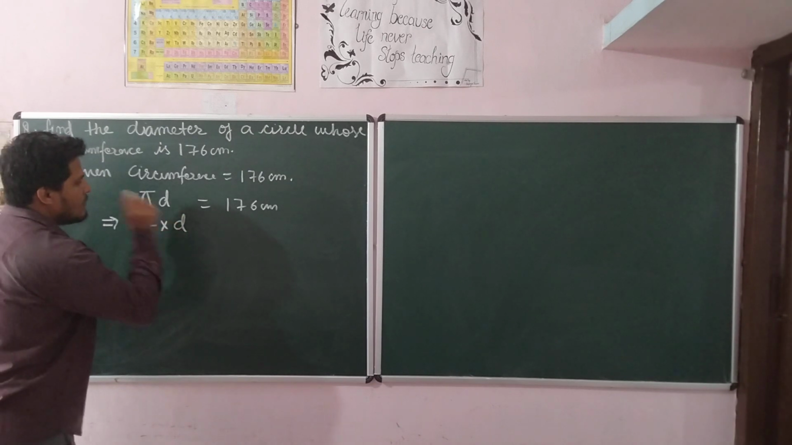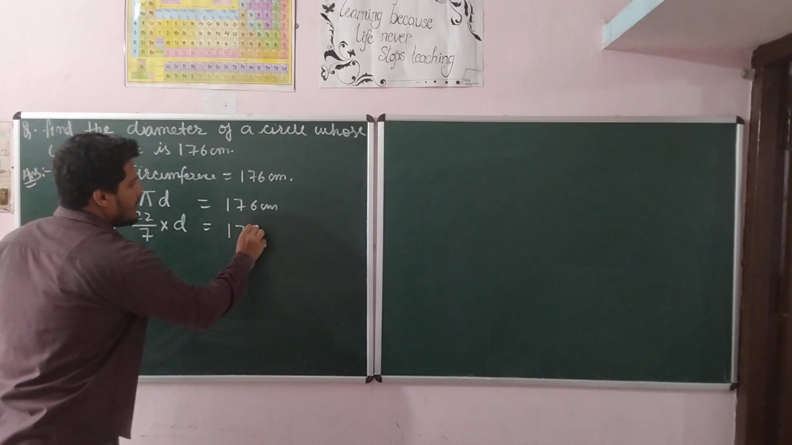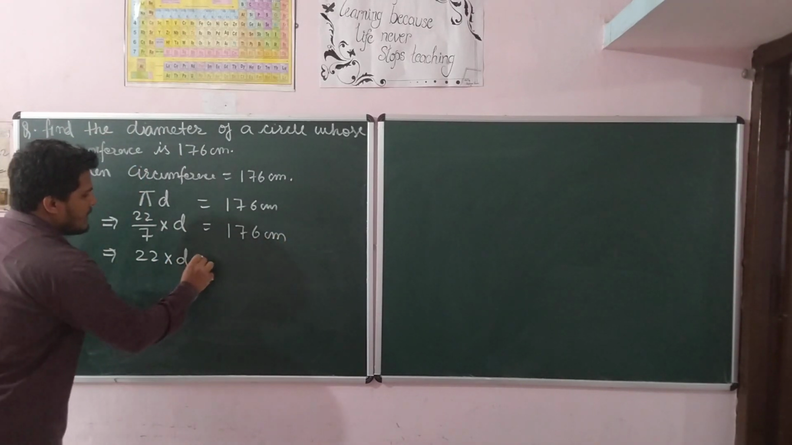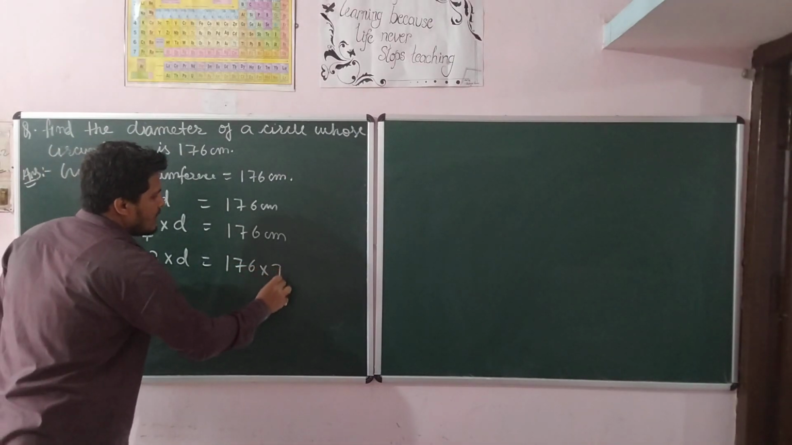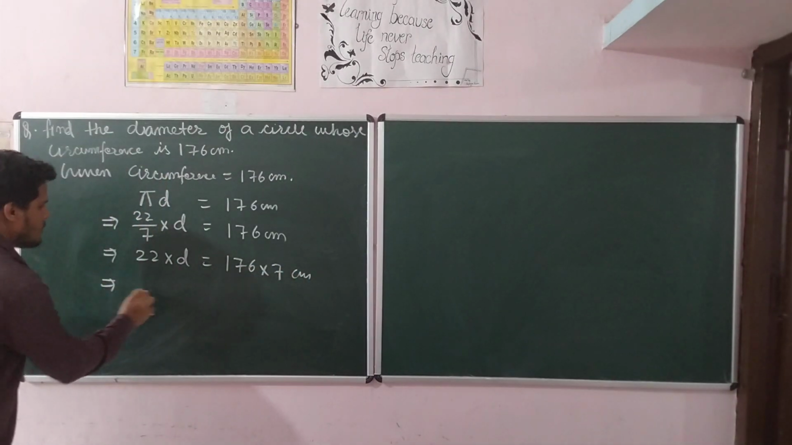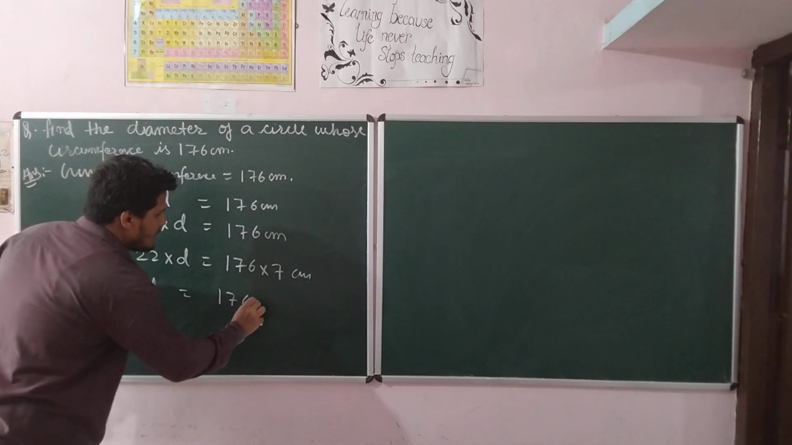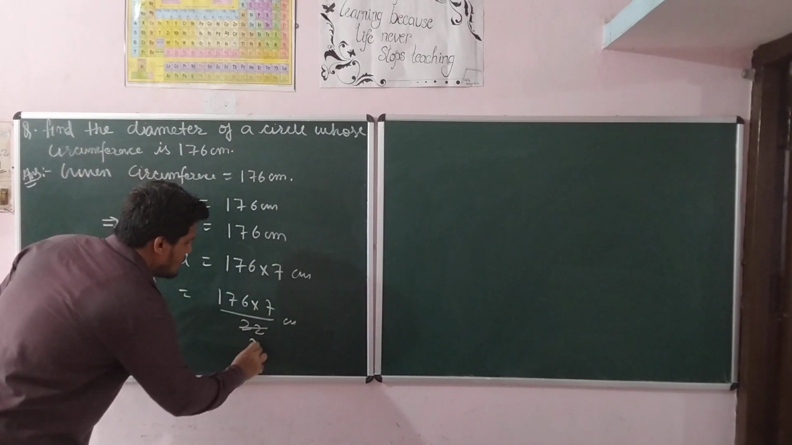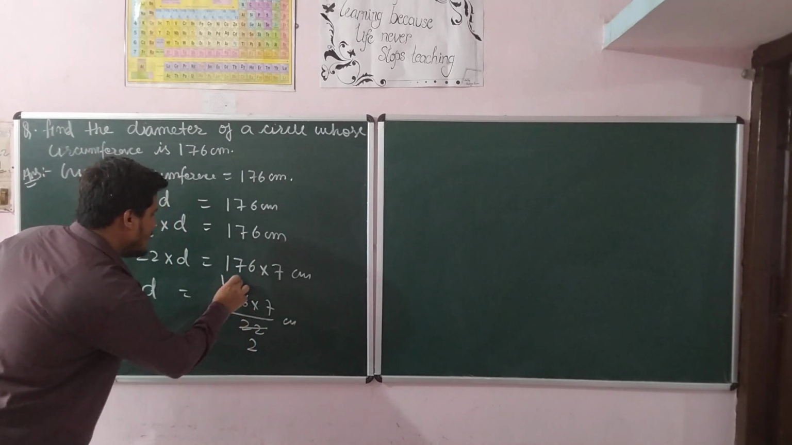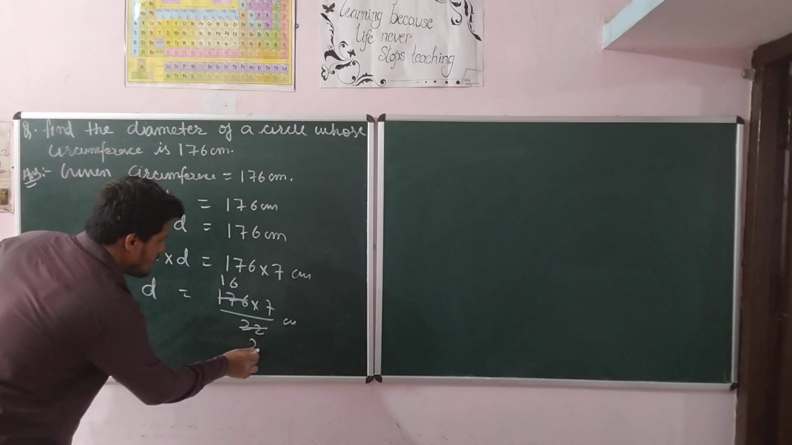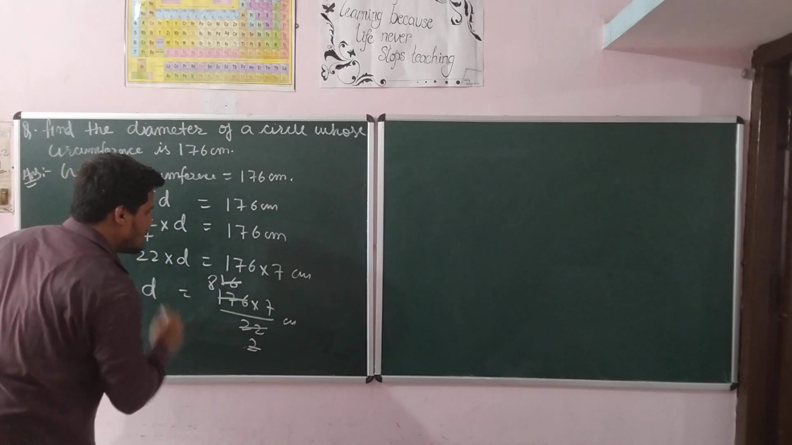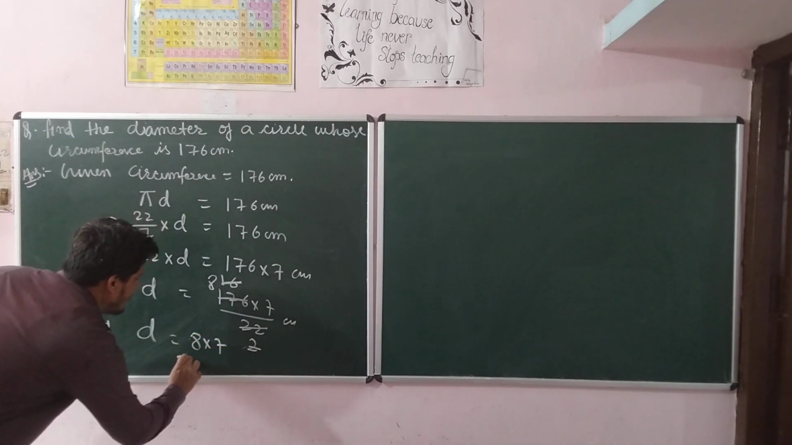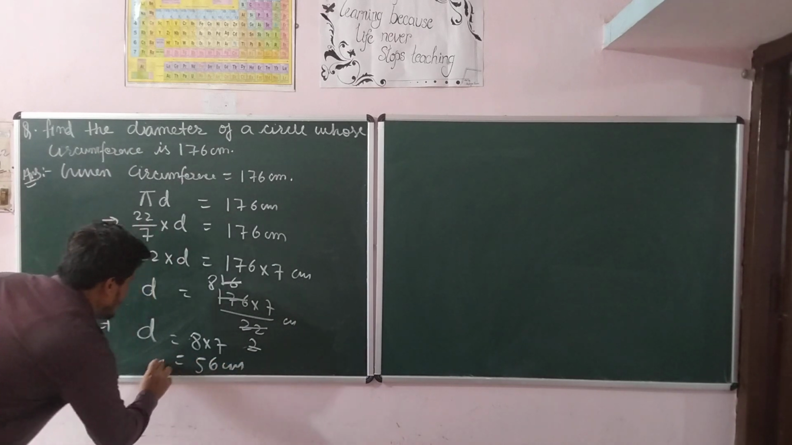Okay. We have to find the value of d. That is 176 centimeter. Now 22 into d is equal to 176 into 7 centimeter. D is equal to 176 into 7 by 22 centimeter. 22 eights are 176. Okay. Now put it 8. So now D is equal to 8 into 7, that is equal to 56 centimeters.